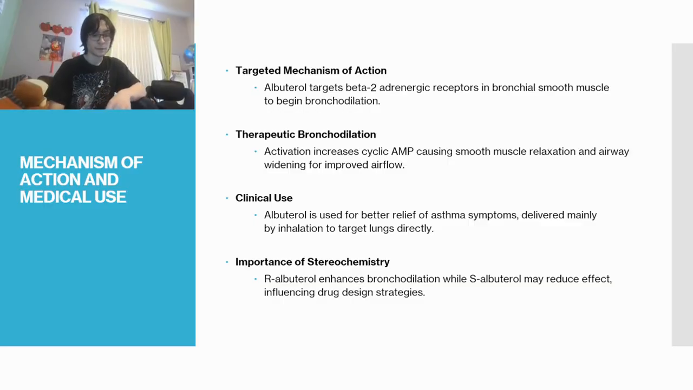So the medical use. Albuterol works by activating the beta 2 adrenergic receptors. I can't say that word for some reason. Adrenergic receptors, which increases cyclic AMP and relaxes smooth muscles in the airways, allowing them to open up for the person who has asthma or COPD, so they can breathe in better. This widens the bronchi and provides rapid relief during asthma symptoms. And because the R enantiomer is more effective than the S form, stereochemistry directly affects the drug's clinical performance.